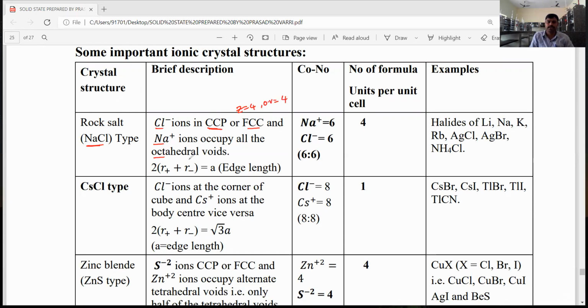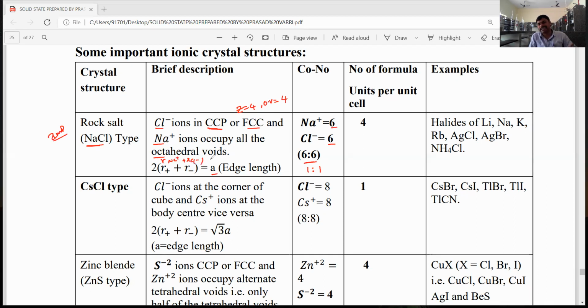So that's why it has a 1:1 ratio. The coordination number of the Na+ ion is 6, and the chloride ion's coordination number is 6, and the coordination number ratio is 1:1. And this is very, very important, dear students. In this, the edge length a is equal to 2 into the radius of positive plus the radius of negative, so 2 into (r+ plus r-), or the radius of Na+ plus the radius of Cl-.